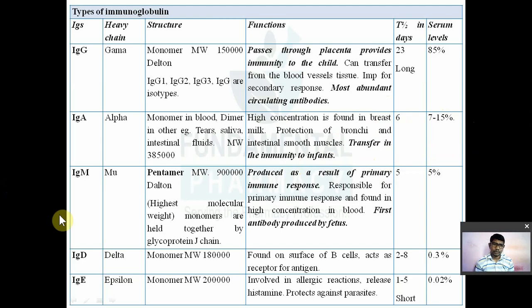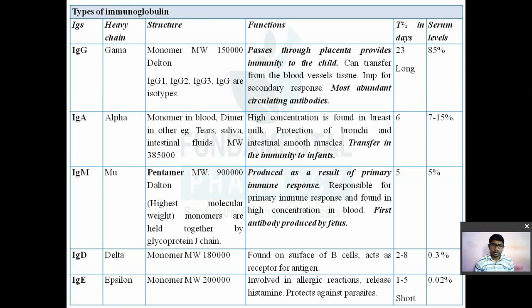Now let's come to immunoglobulin M. Immunoglobulin M will have mu heavy chain. The light chain is common in all; only the heavy chain is different. Immunoglobulin G has gamma, immunoglobulin A has alpha, M has mu. As I have told you, it is a pentamer. 5 monomeric units joined together.